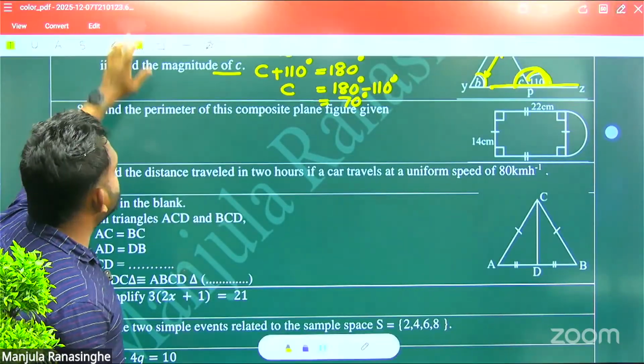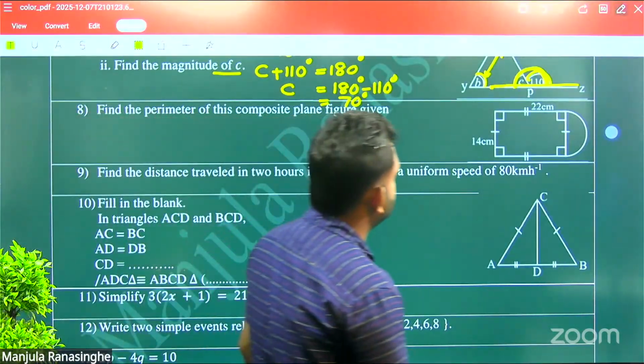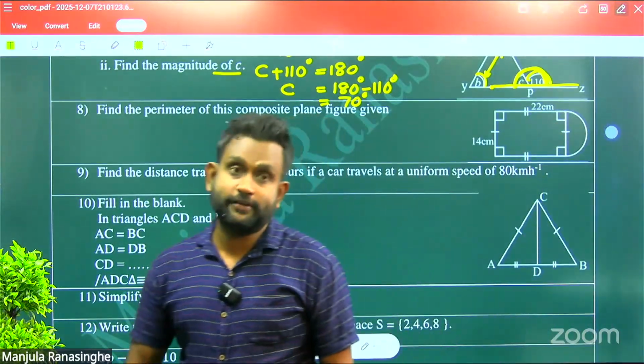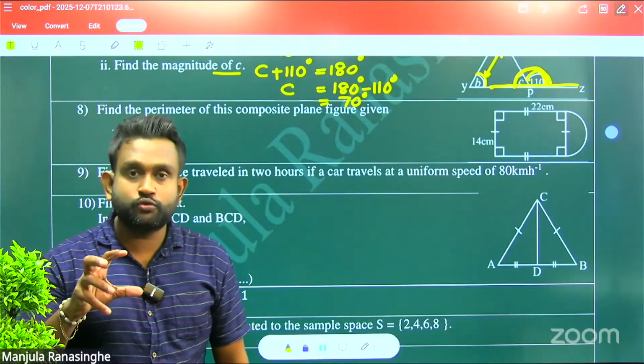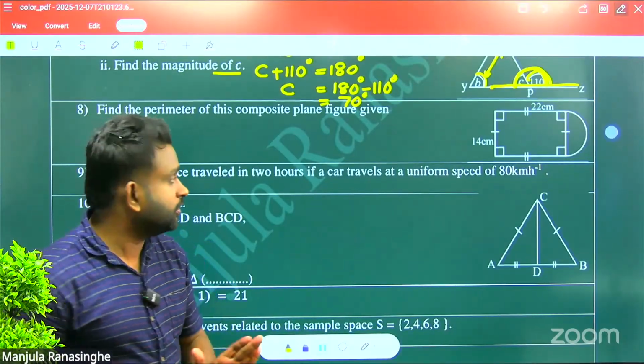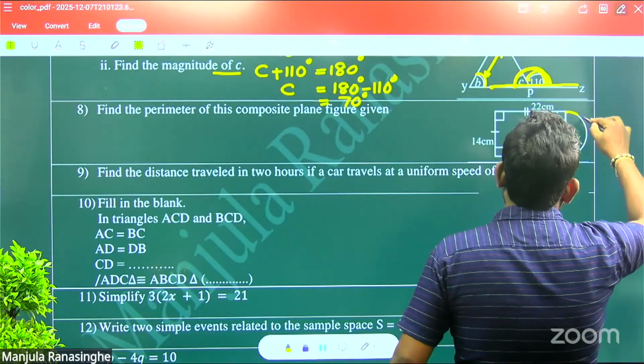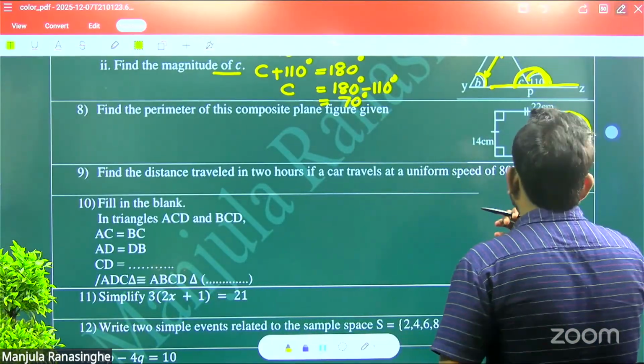Find the perimeter of the composite plane figure given. To find the perimeter, you know all the straight lengths. The unknown length is the arc length. We call this the arc length. Use the correct wording in maths.